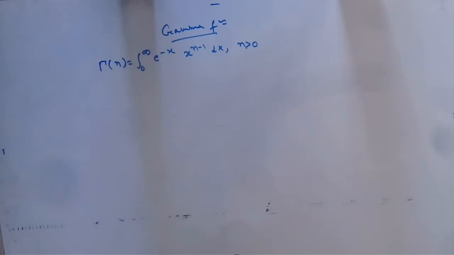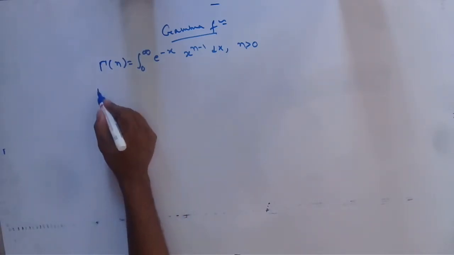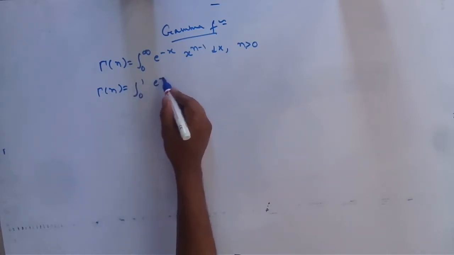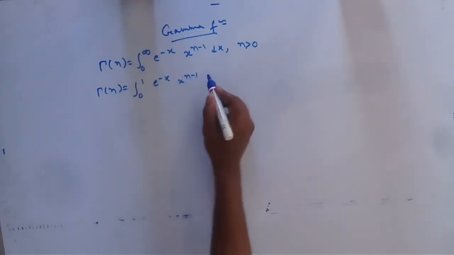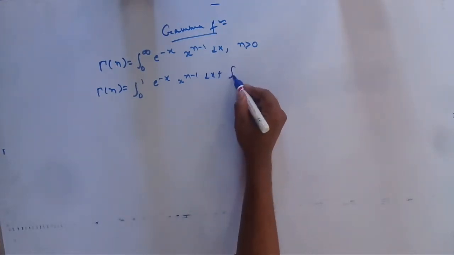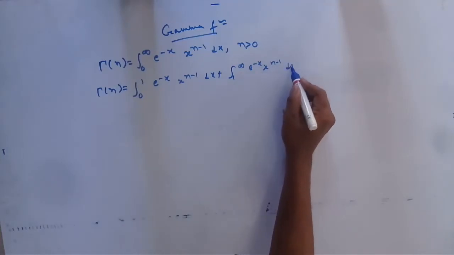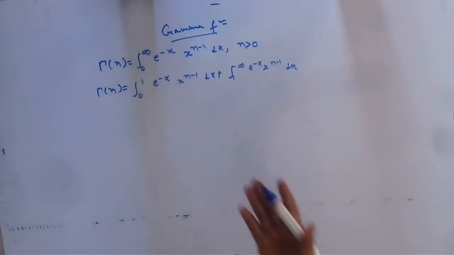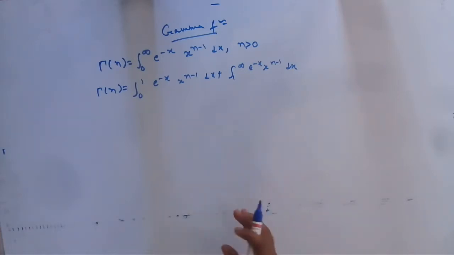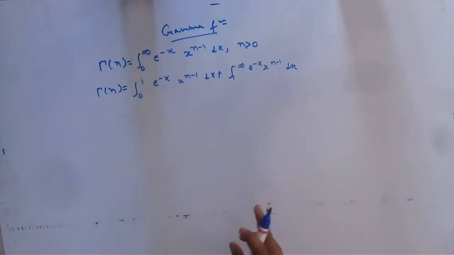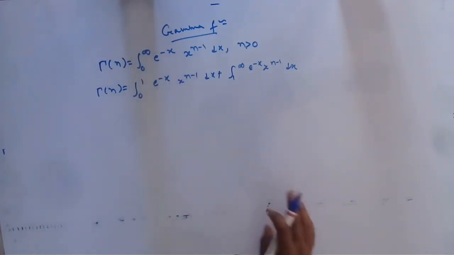Now we write it as gamma n equal to integration 0 to 1 e to the power minus x, x to the power n minus 1 dx plus integration 1 to infinity e to the power minus x, x to the power n minus 1 dx. You can see that this is an improper integral. So this specific type of improper integration is called gamma function. Now we write this definition as this.